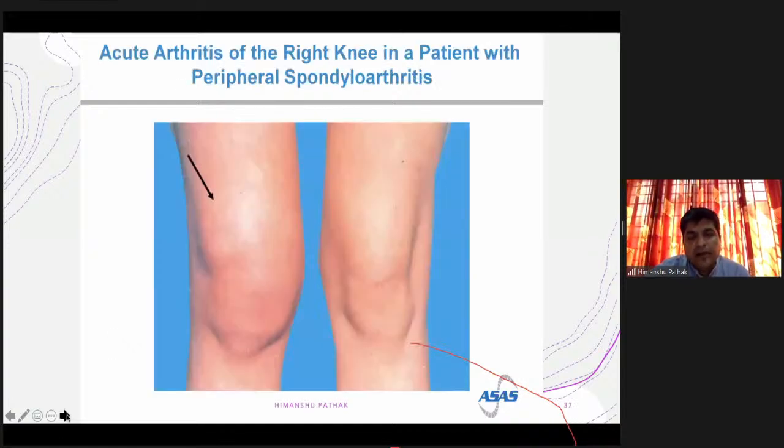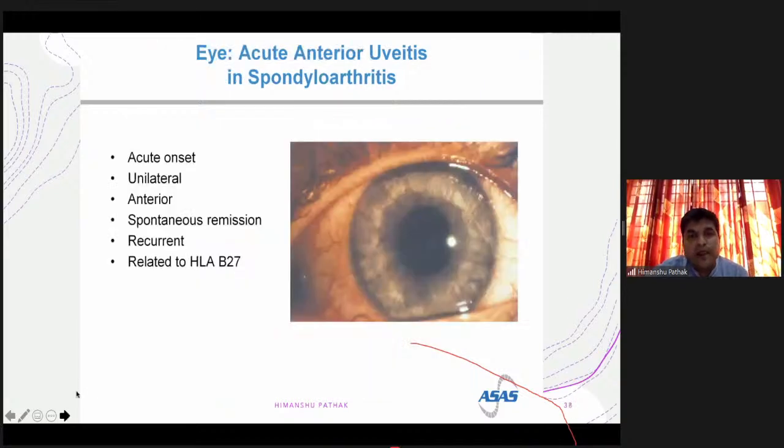So, inflammatory back pain. A back pain patient comes to you and gives a history of swelling in the knees. Straight away, you should be thinking of peripheral spondyloarthritis. When you are sure that this is inflammatory back pain, you ask them about their eye issues. About 40% of axial spondyloarthritis patients have a history of anterior uveitis.